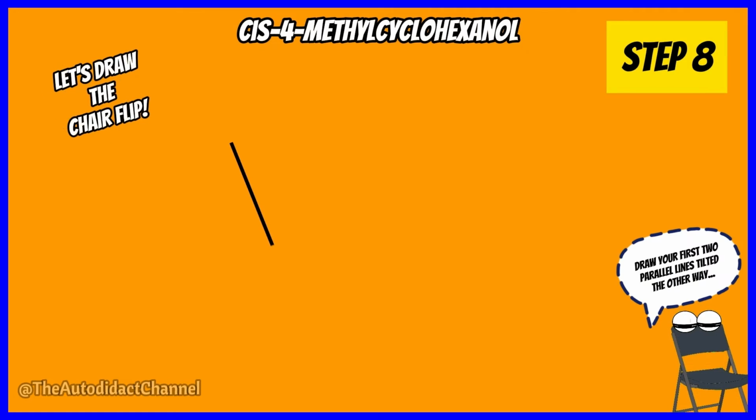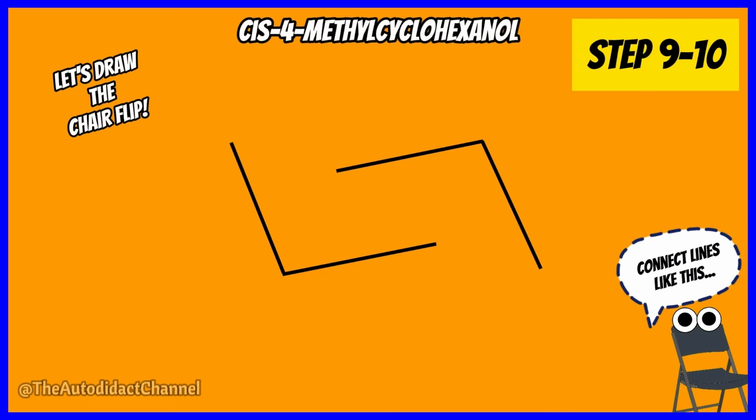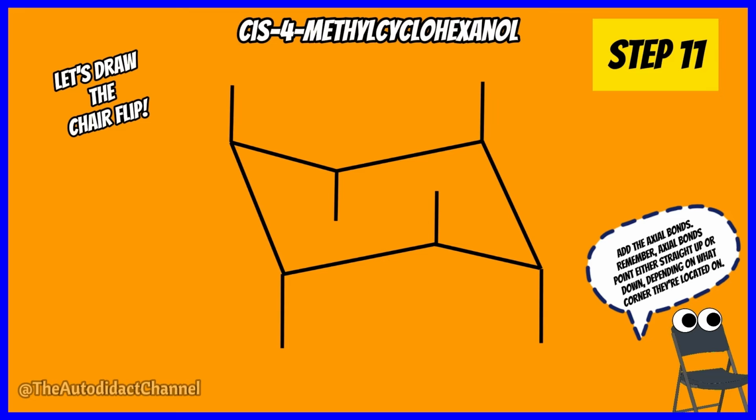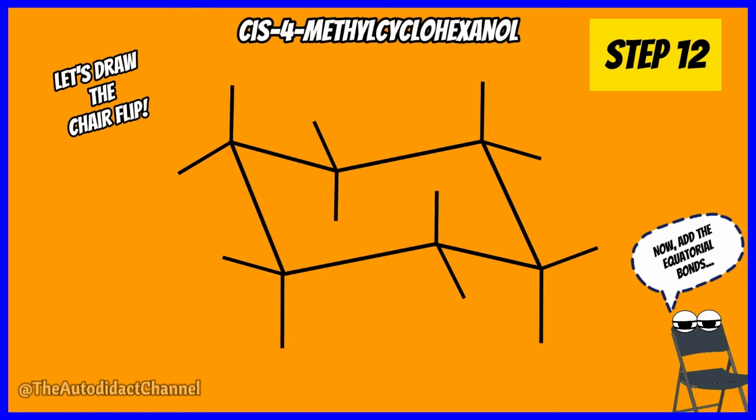Step 8. Let's draw the chair flip. Begin by drawing your first two parallel lines tilted the other way. For steps 9 through 10, connect your lines like this. Step 11. Add the axial bonds. Recall that axial bonds point either straight up or straight down, depending on what corner they're located on. Step 12. Add the equatorial bonds.